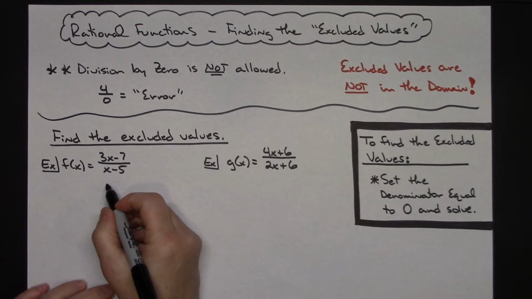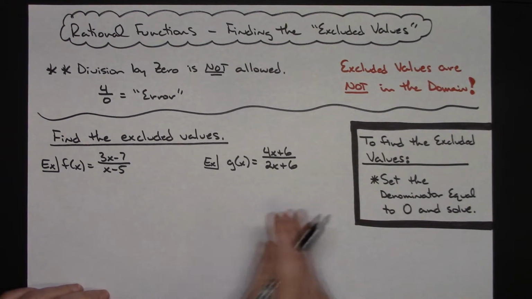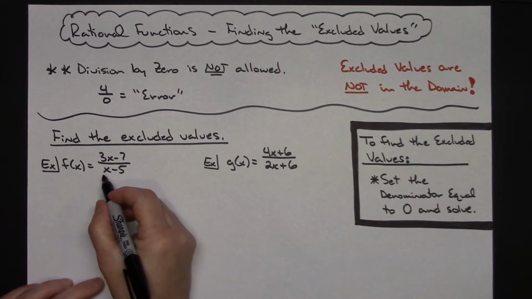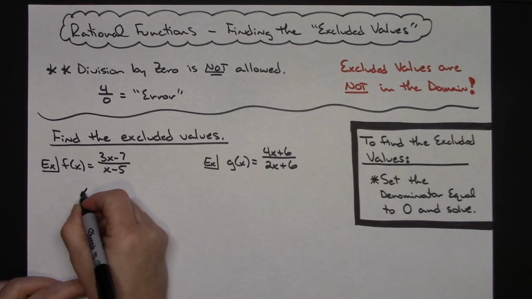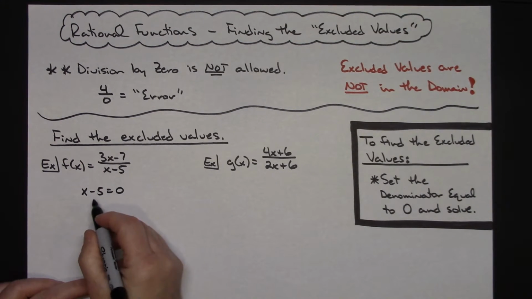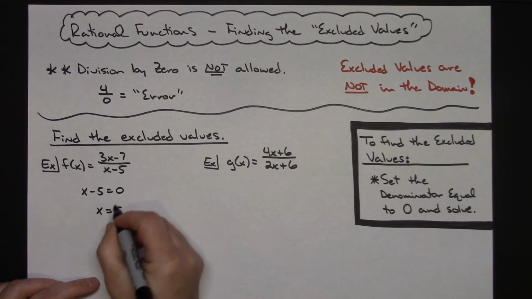On this first one I've got f of x is equal to 3x minus 7 over x minus 5. If I follow my process here, I'm going to take that denominator and set it equal to 0. So x minus 5 equals 0. It's a nice little one-step equation. I can add 5 to both sides. So x is equal to 5, when I solve this equation right here.